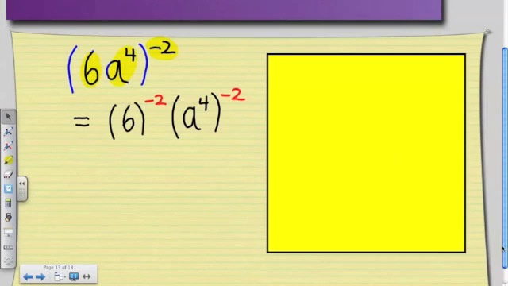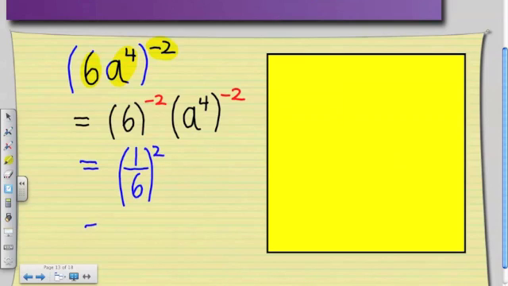So can someone tell me what 6 to the power of negative 2 is? How can I write that down? Boys, I'm going to call on you if you're not listening. 6 to the power of negative 2. Anyone back there? Ben? Okay, well that would be the same as 1 over 6 to the power of positive 2, which would translate to 1 over 36. Ben got a little ahead of me over there.